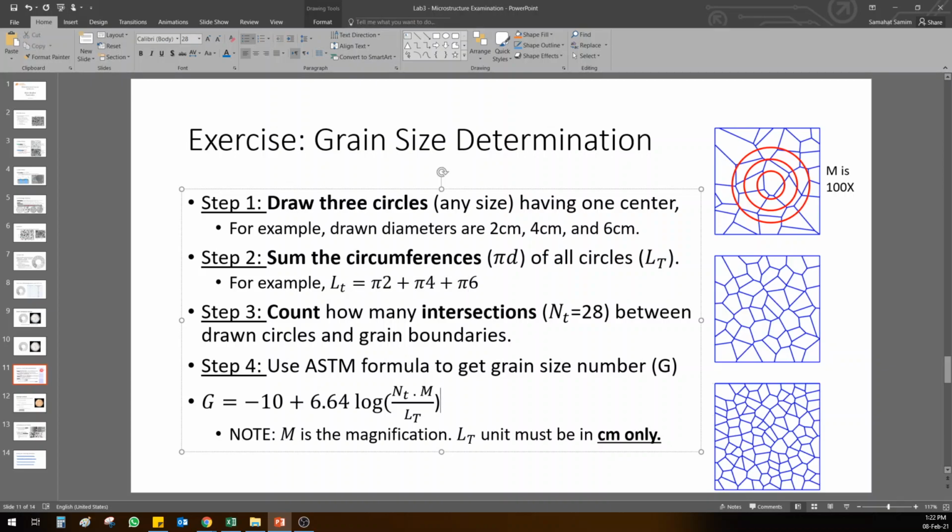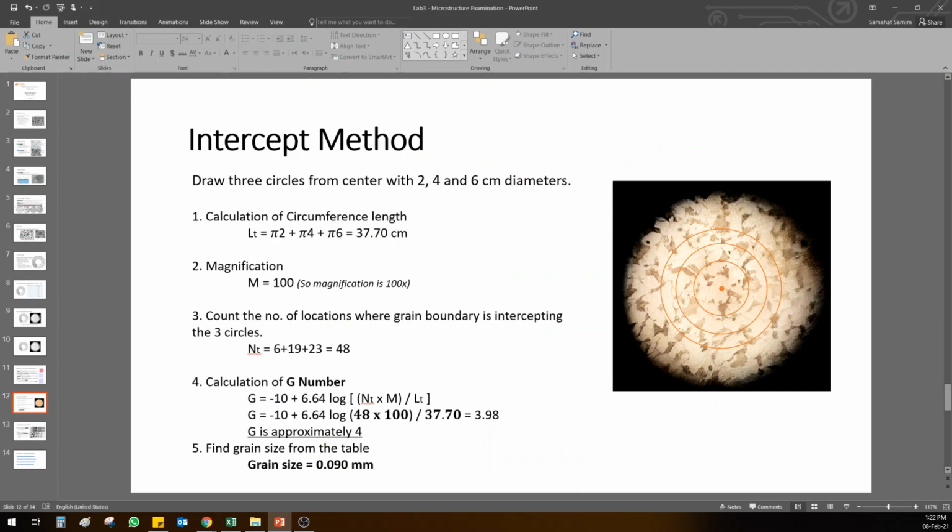So generally, what is the intercept method? You will draw 3 circles of any size. I used to draw 1 centimeter, 2 and 4. You can also draw 2, 4 and 6, up to you. Then you take the sum of the circumference of the circles. Third, you count how many points the grain boundary is intersecting the 3 circles. And fourth, you just plug the values in the formula using the M value, which is the magnification value. I hope it's clear. Let's look at a real life example and study it more.